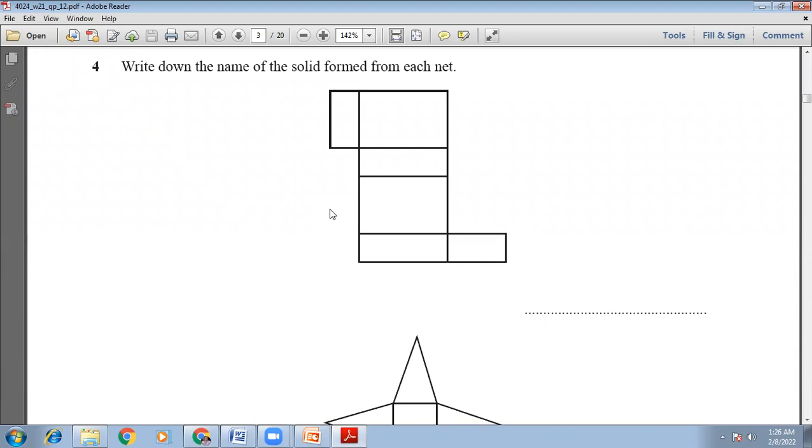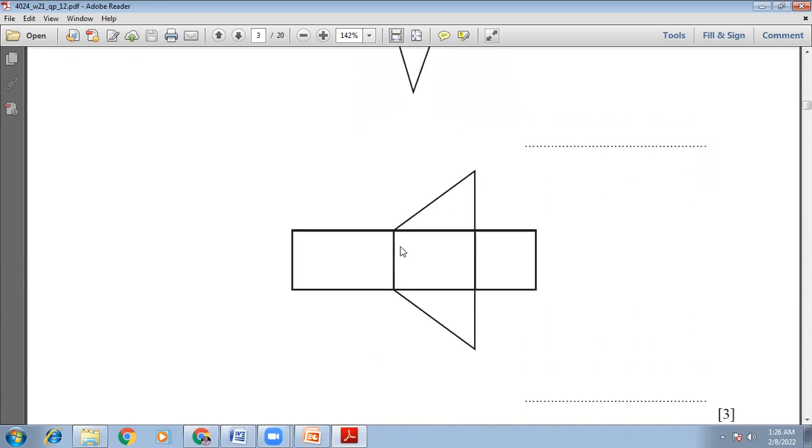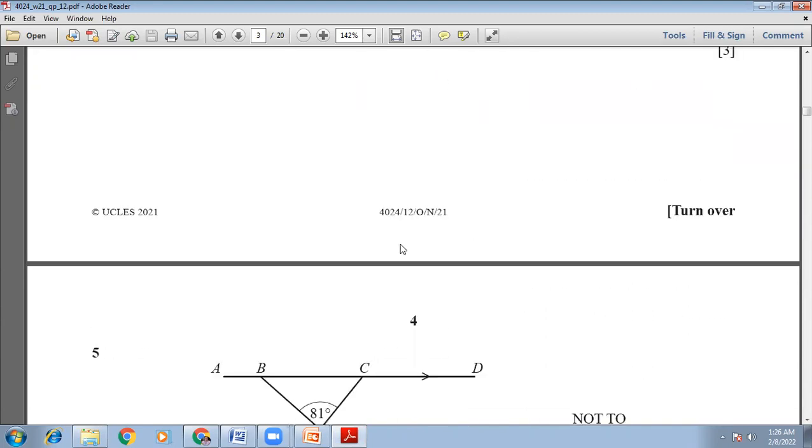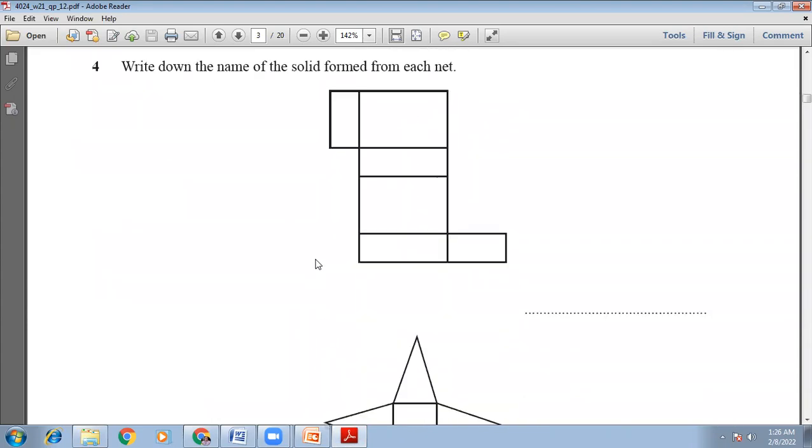Write down the name of the solid formed from each net. So this net is given, this net is given, and this net is given. So these are 3 shapes. This is question number 4. So let's go to the solution.